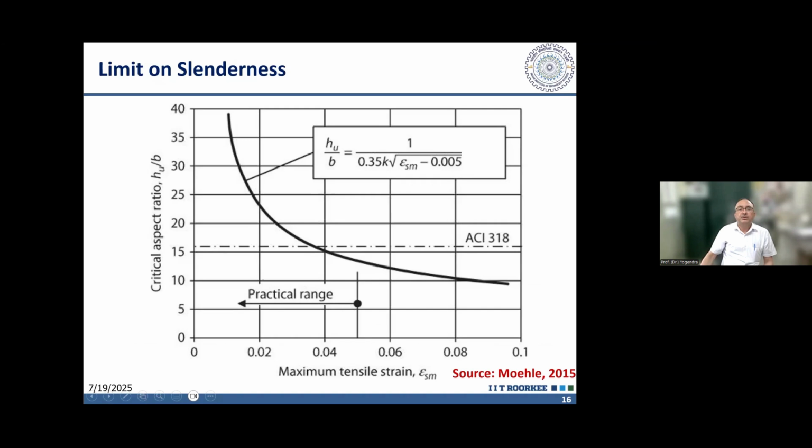This is the diagram which is governing the buckling. This diagram shows on the x-axis the maximum tensile strain which is developing when the earthquake is acting in one direction, and then the aspect ratio. Depending on what maximum strain we are permitting, the practical range is shown here. If the slenderness is in this range from here to here, this is the practical range. And ACI 318 provides a ratio of HU by 16, so B is HU by 16. This is the line which is showing the ACI 318 limit.